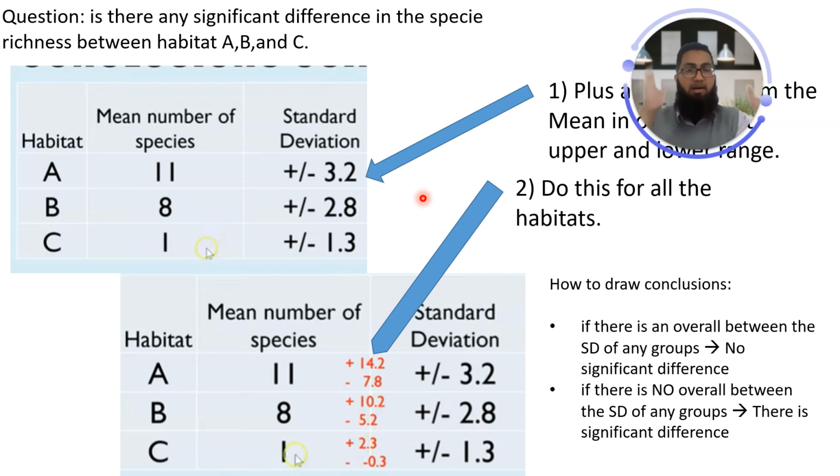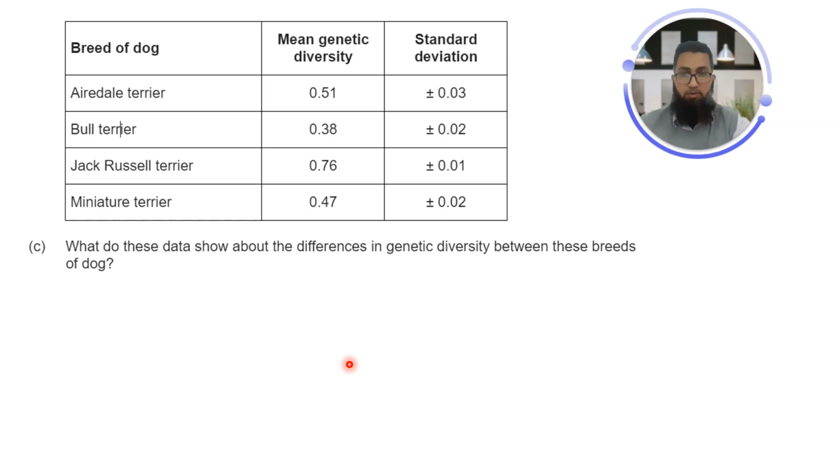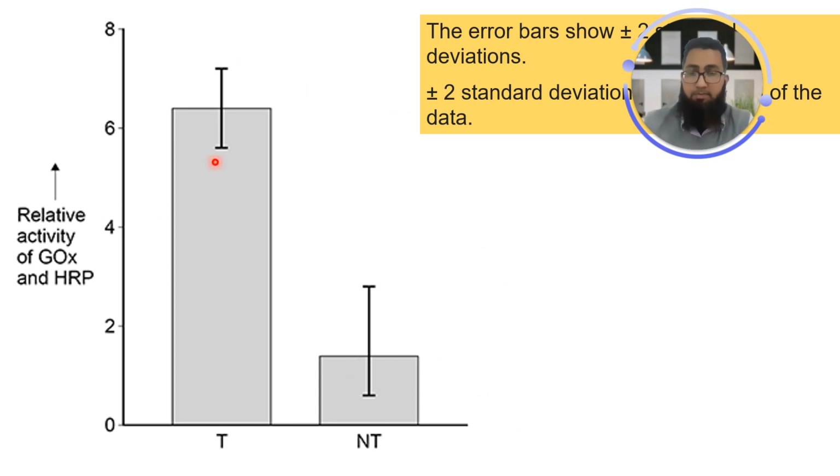Trying to see which comparison between two things and trying to see is it significant or not significant. So what you do is, let's say I have a habitat A, habitat B, and habitat C. In here they have given you the mean, 11, 8, 1. And then you have standard deviation, 3.2 here, 2.8 here, 1.3 here. What you need to do is to draw an error bar. Let me show you here. Error bar.